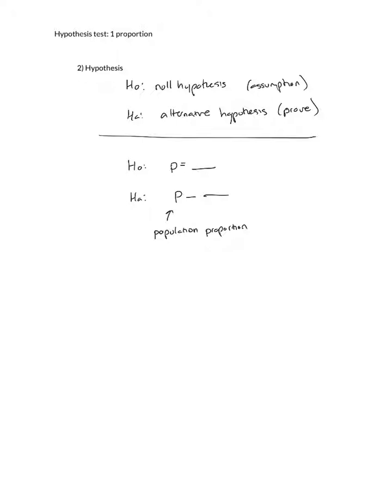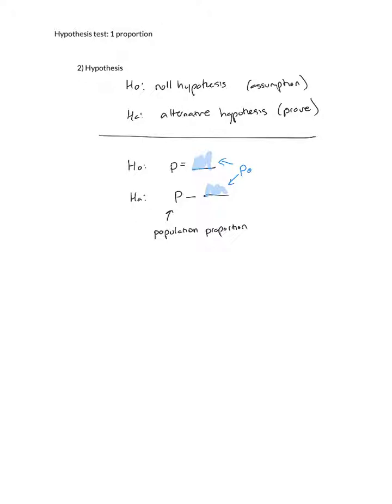Now over in the blank here, we're going to go ahead and put whatever our assumed value is. That is, we'll put P naught over here. That's because we're going to assume P naught is accurate. So we write P equals P naught. The population proportion is equal to this assumption we're making. That's the null hypothesis on top.